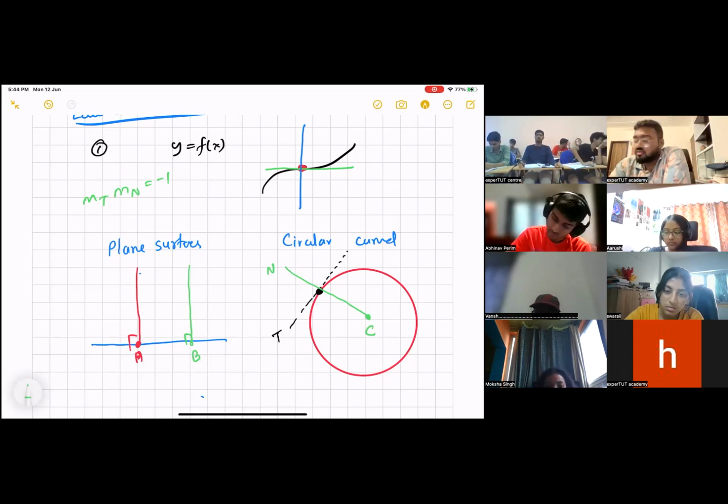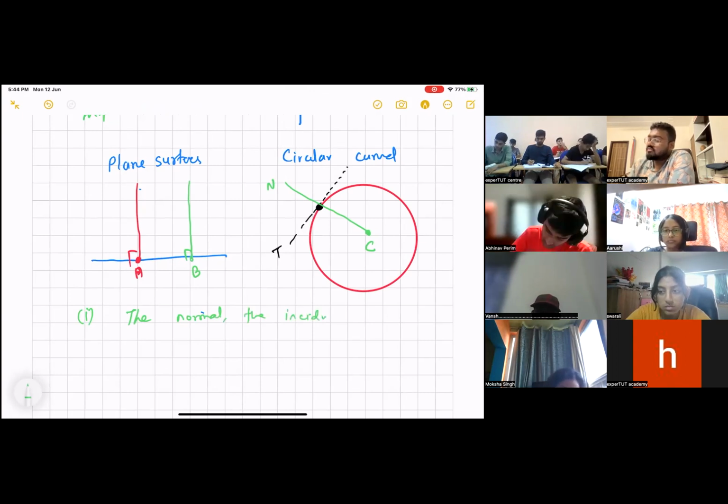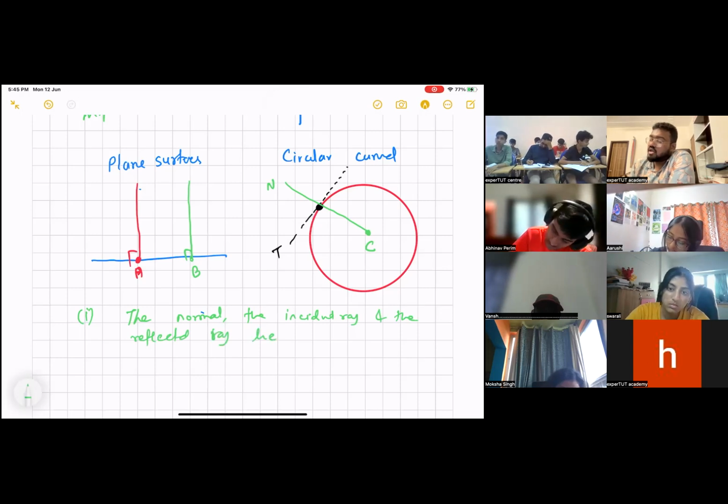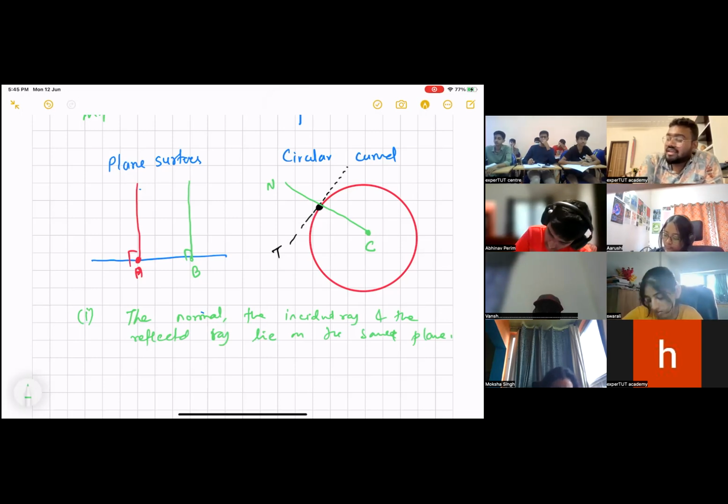Okay. So there are laws of reflection. There are two laws. First law is: write the normal, the incident ray and the reflected ray lie on the same plane. I'll read it out in case of bad handwriting. The normal, comma, the incident ray and the reflected ray lie on the same plane.